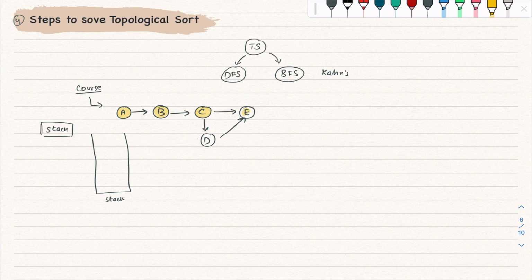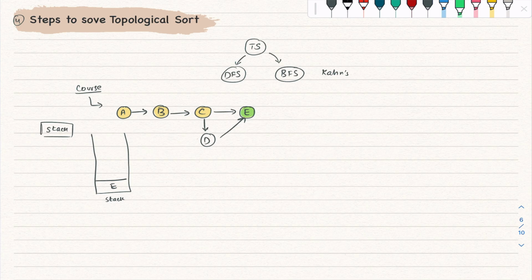Once we reach E, we are asking the question, is there any out degree? Is there any path which is coming out from E? No, there is no path. So we will say, oh, that's the final subject we have to study. So we will put that in the stack and we will mark that as visited. So we are saying, all right, E, you are visited now. Once some subject or node is visited, we are not going to consider it again.